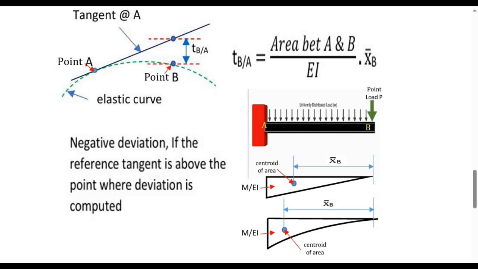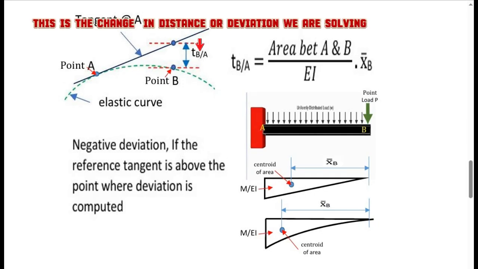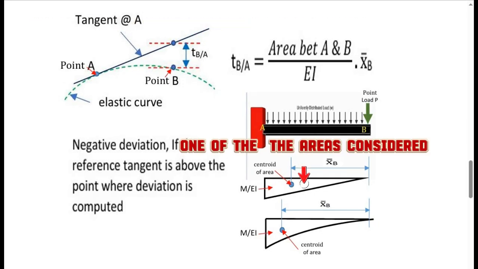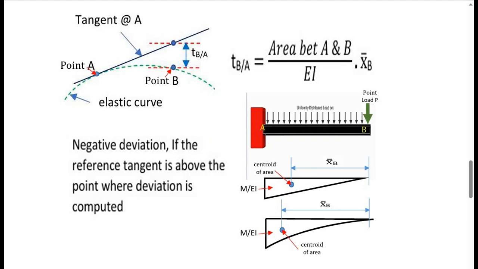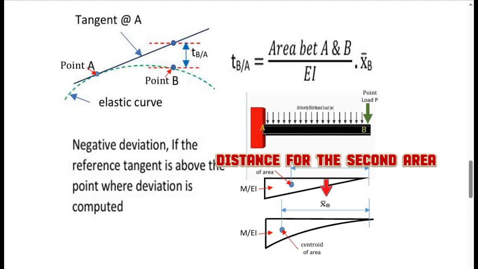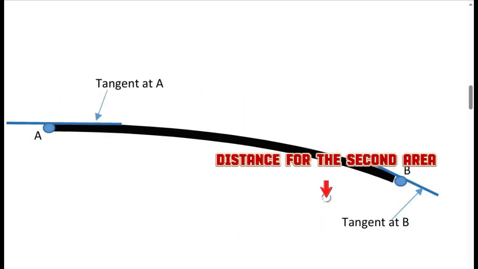And the second theorem is about deviation of a point with respect to a tangent drawn at any other point, which is equal to the product of area and a distance. Area is the area of the M over EI diagram, or area bounded by the bending moment diagram between the point where the tangent is being drawn and the point where deviation is computed, and a distance which is measured from the center of the area under consideration to the point where deviation is being computed.